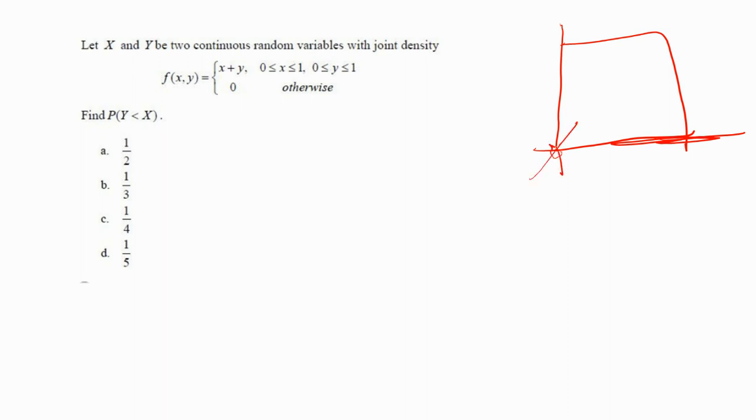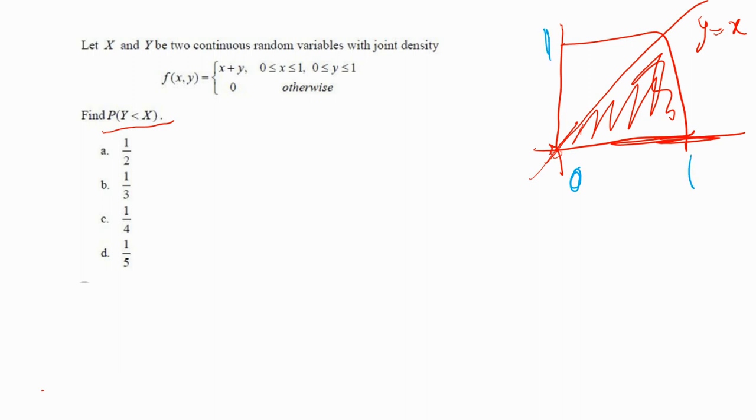And then we want to find the probability when y is less than x. So y is less than x in this portion. This is the line of y is equal to x. So again, we can do it with x first and then y second, or y first and x second. Doesn't matter.